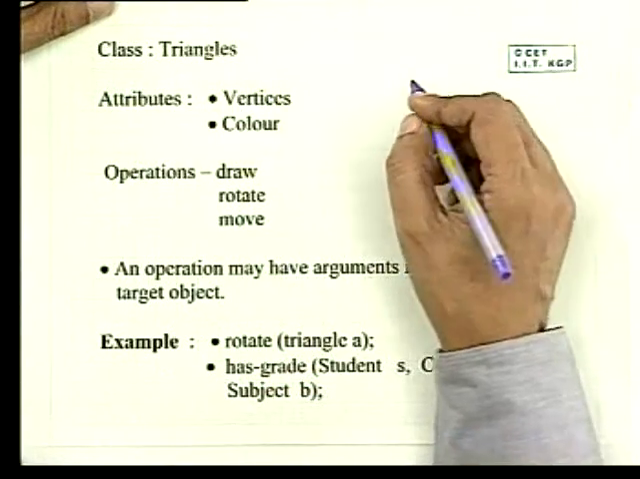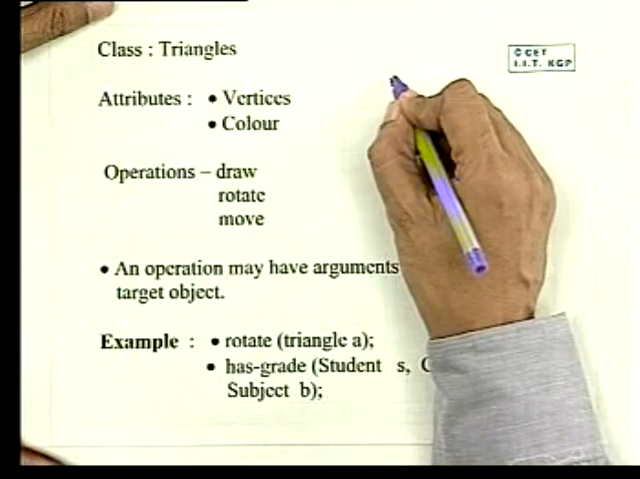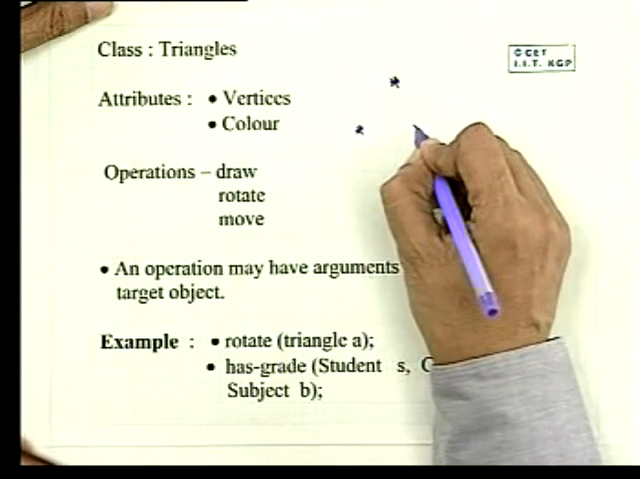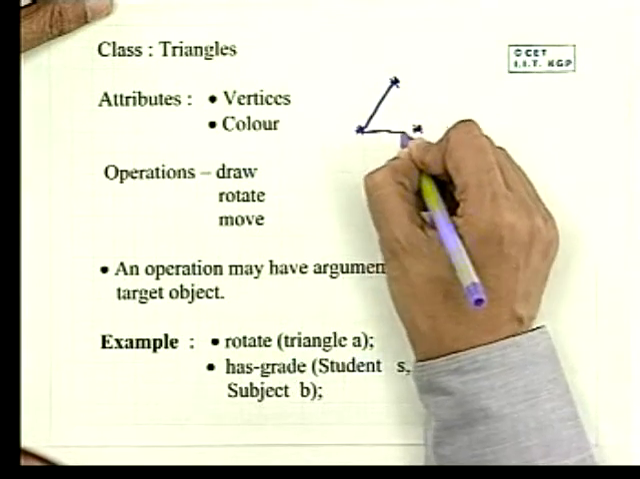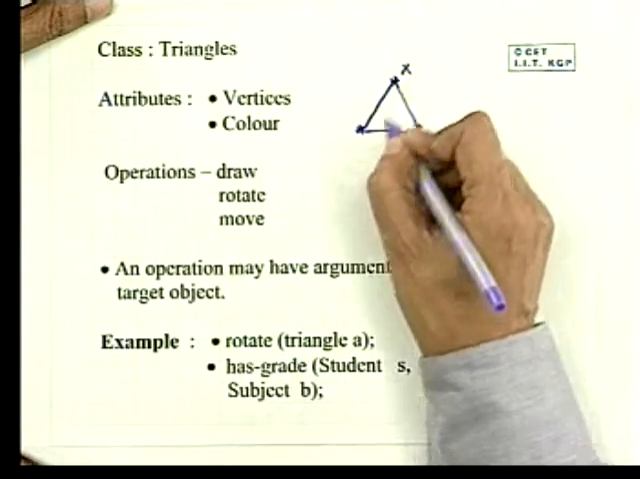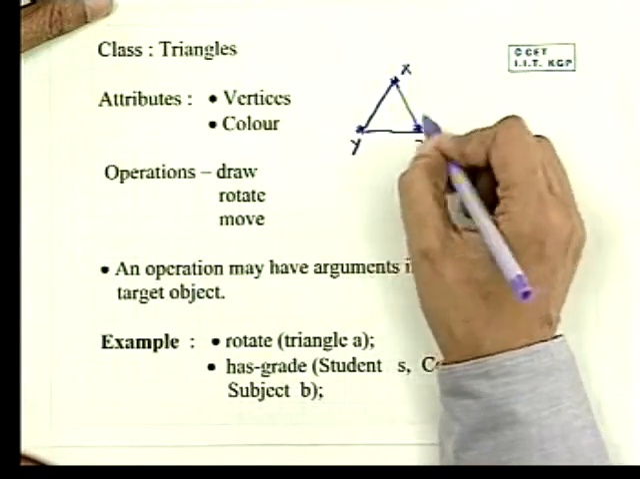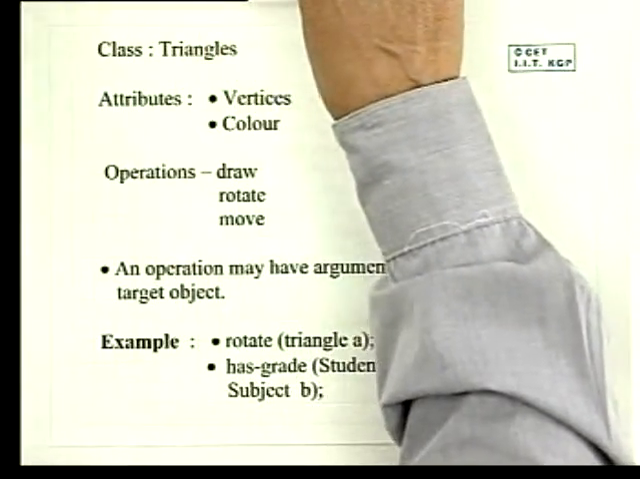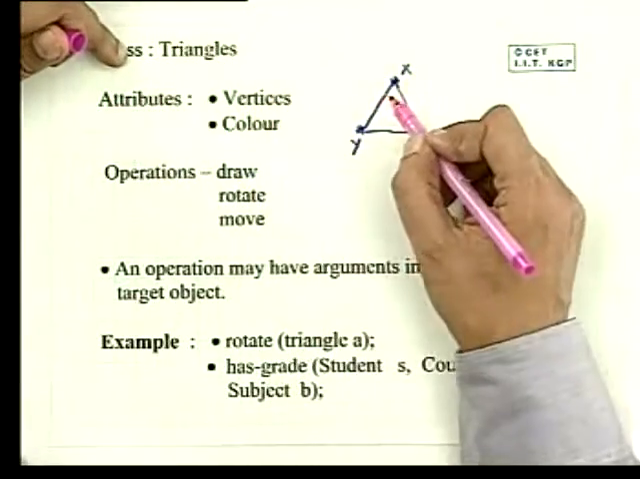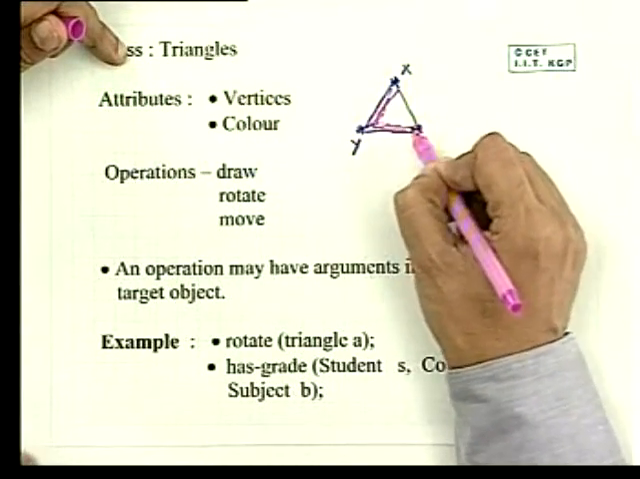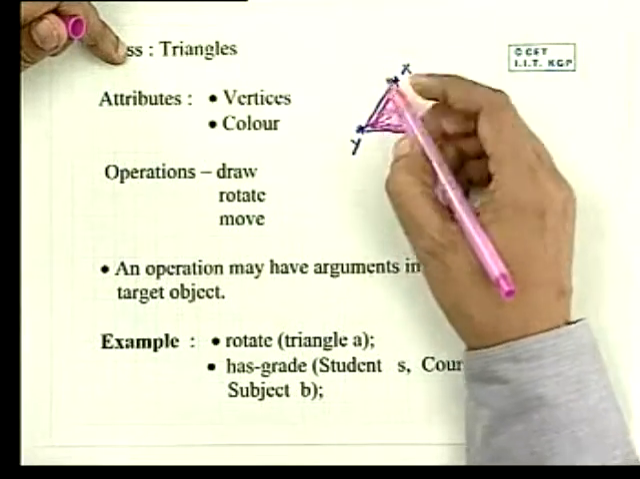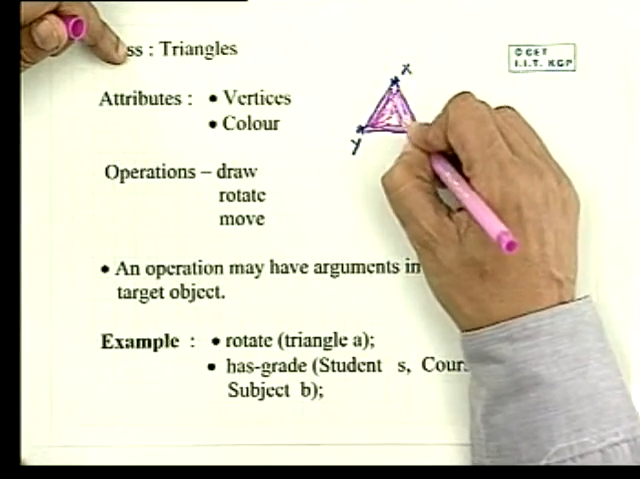Another example: think of the class triangle, which is a geometric object. We know that in a two-dimensional plane, a triangle will be defined by its vertices. So these are the three vertices, x, y and z. Now, given the three vertices x, y and z, each triangle has another attribute called color. Say for example, this is a pink triangle, if I define the color with the pink color.